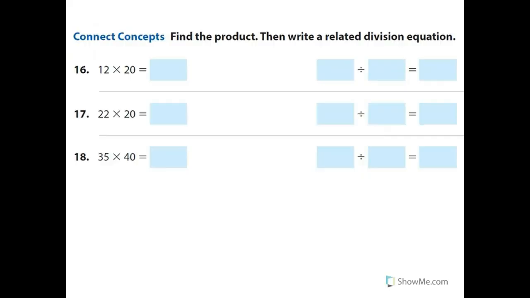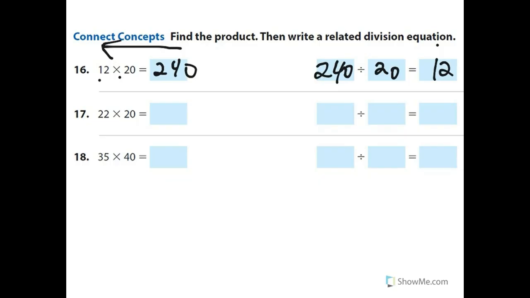So on 16, 17, and 18, they want us to find the product and write a related division equation. Here's what we're going to do. So we got 12 times 2. It's 24 with 1 0, right? So when we find that, what I want us to do is take it and do it the opposite way. So 240 divided by 20 equals 12. See how division is the opposite or the inverse of multiplication? All right, I want you to go ahead and do that on number 17, and then we'll go over it.